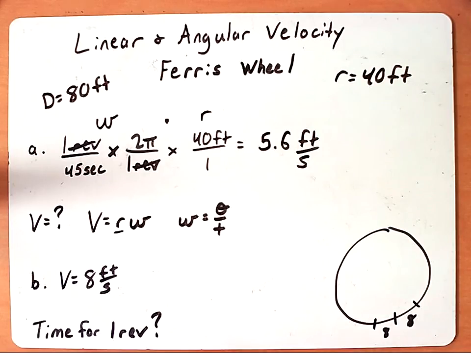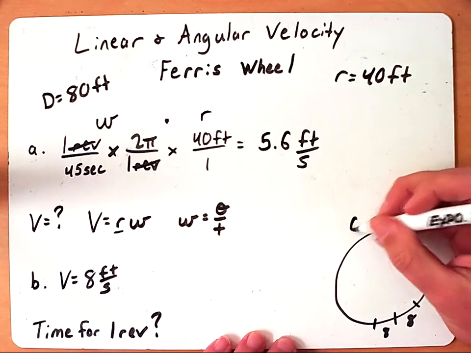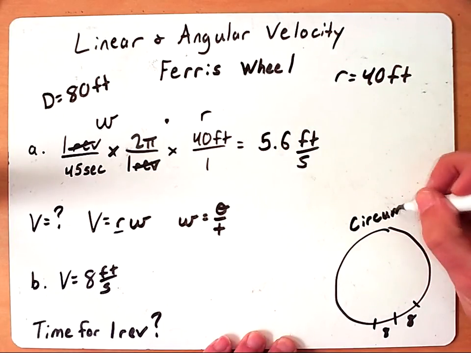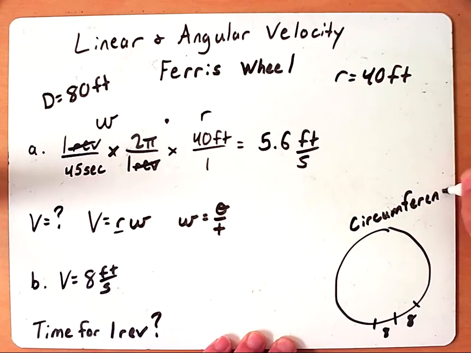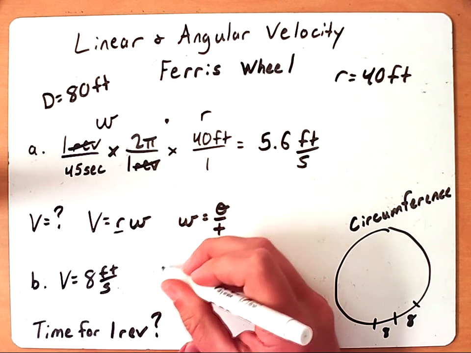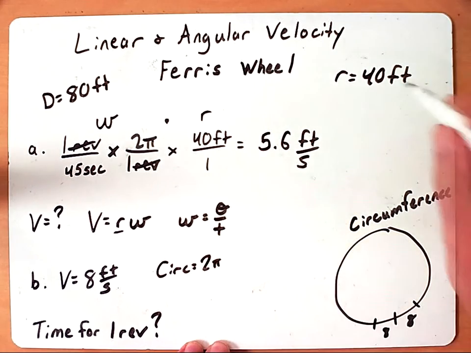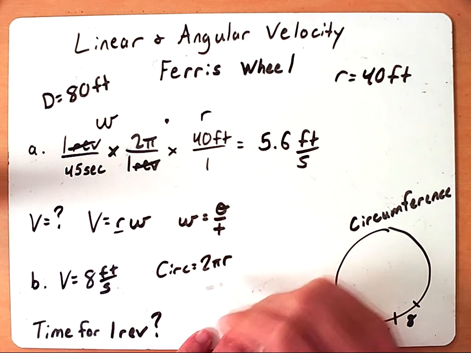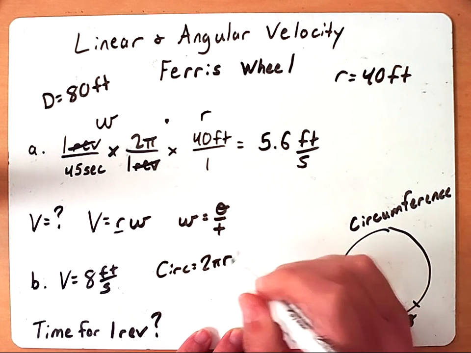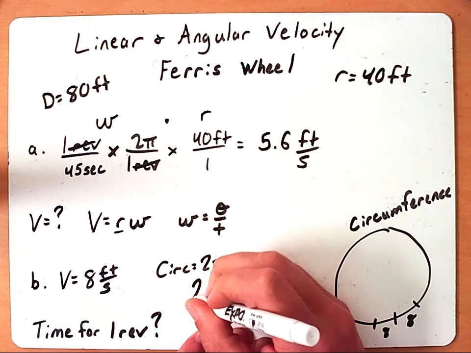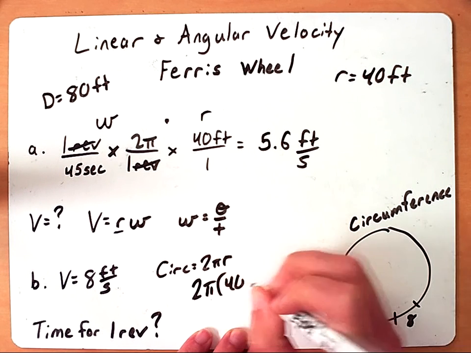If we want to know how many seconds it takes us to go all the way around the circle, what do we need to know about the circle? We would need to know the circumference of the circle. To find the circumference, we do 2 pi r. If we plug in 40, we get 2 pi times 40.